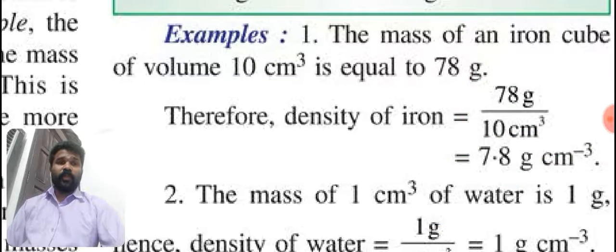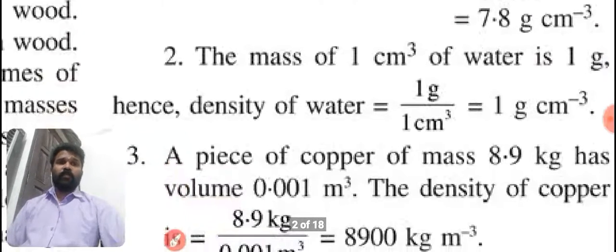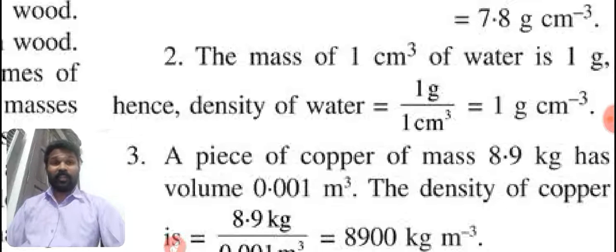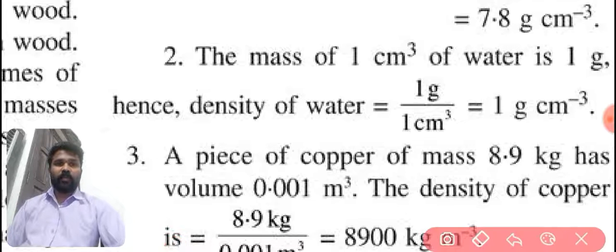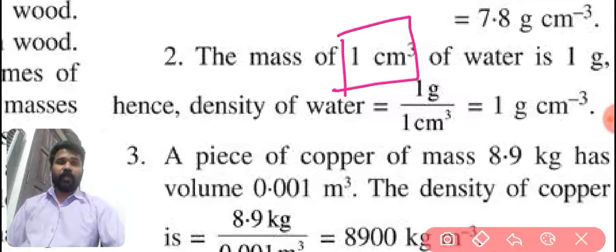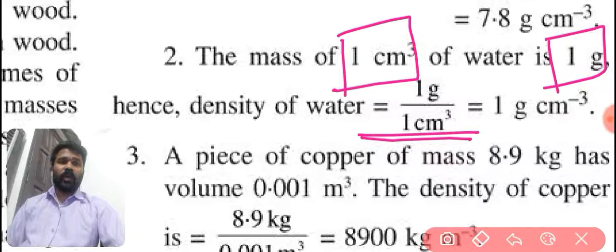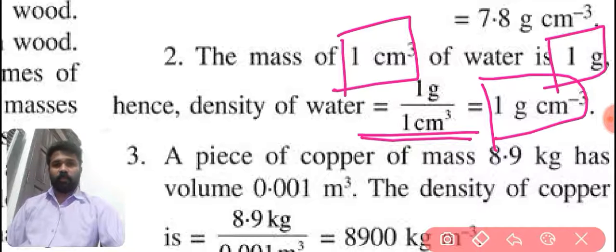Okay students, now the second example: the mass of 1 centimeter cube of water is 1 gram. Hence, the density of water is 1 gram upon 1 centimeter cube, that is equal to 1 gram per centimeter cube.